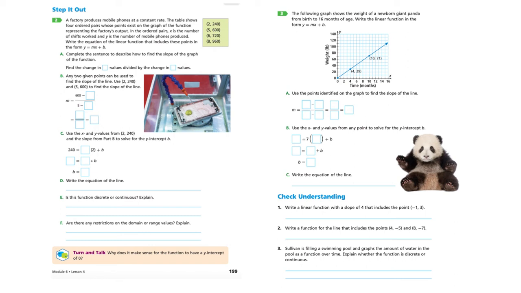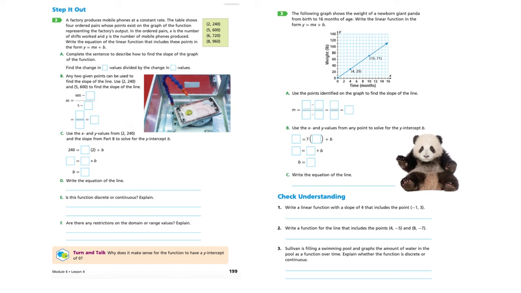So let's look at number 3. The following graph shows the weight of a newborn giant panda from birth to 16 months of age. Write the linear function in the form y equals mx plus b. So they say that, and then you're actually not going to do it till down here. They give you some help in steps A and B.